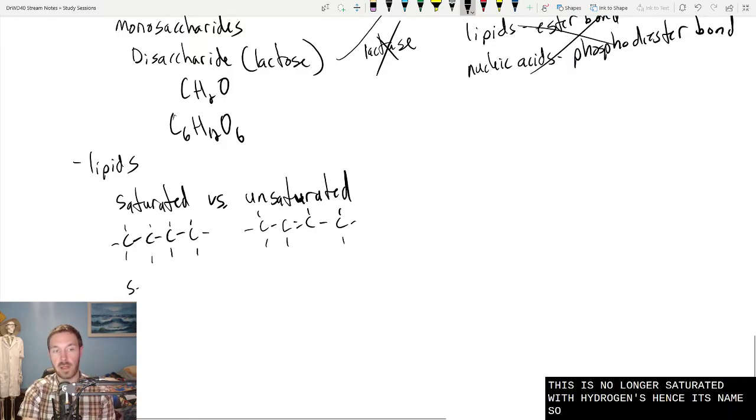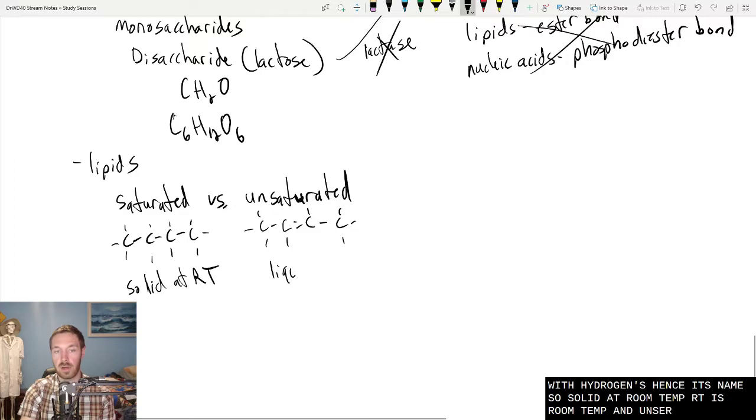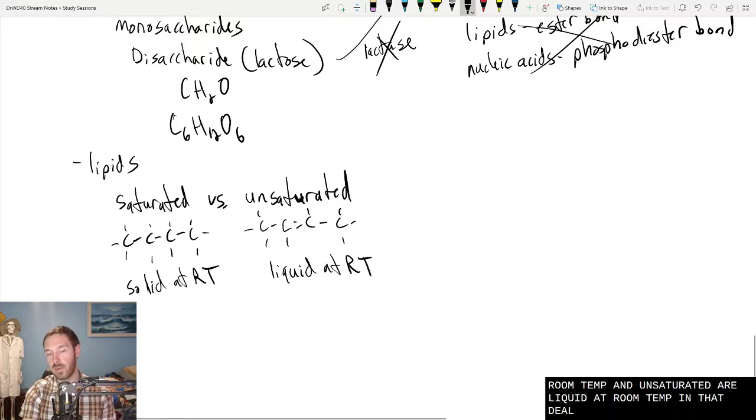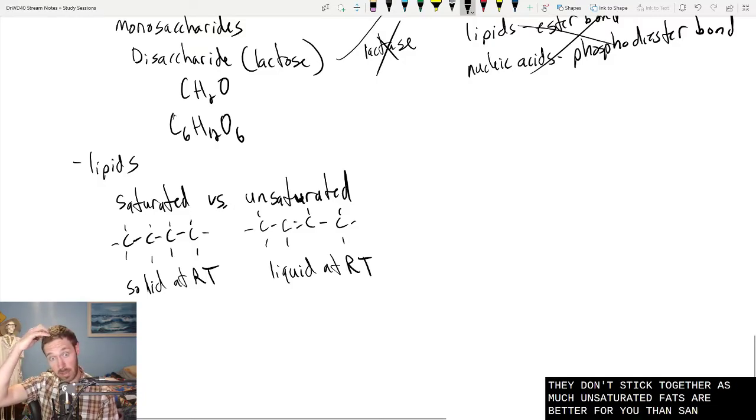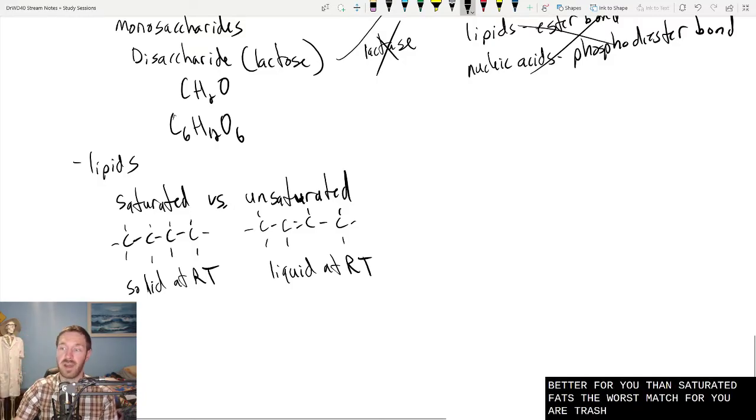So saturated fats are solid at room temp, RT is room temp, and unsaturated are liquid at room temp. And that deals with the bond angles that form from this double bond. It makes it so they don't stick together as much. So unsaturated fats are better for you than saturated fats. The worst fats for you are trans fats, but I'm not going to be testing you on that. So make sure you understand that difference.